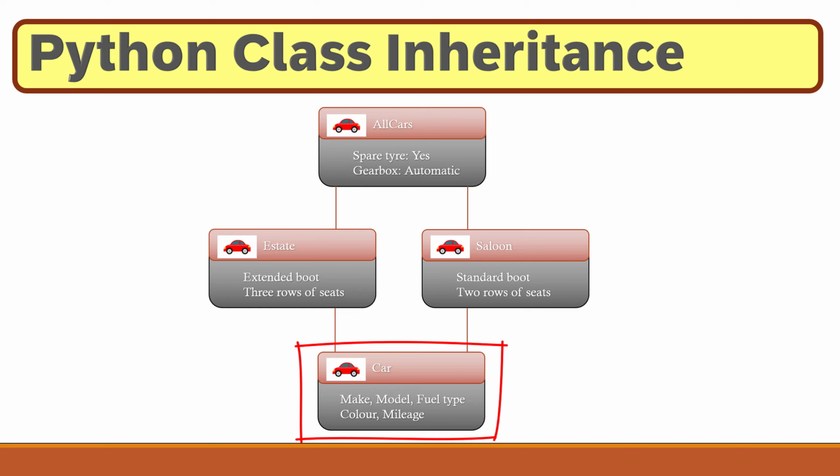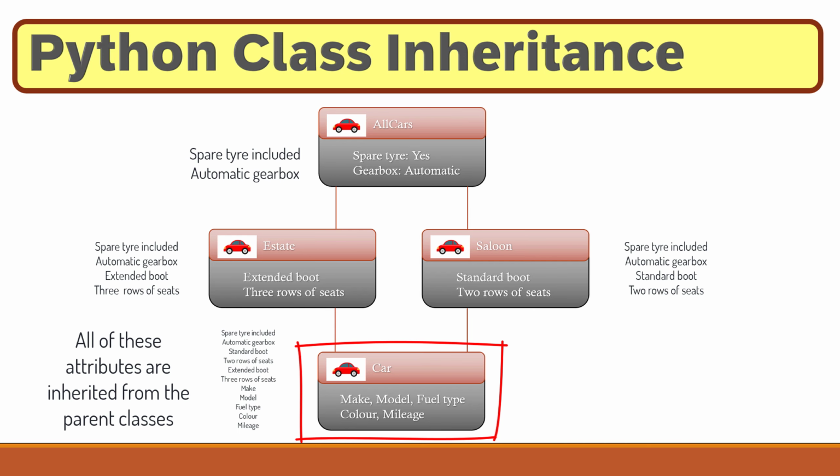Now we have a third layer of classes, and these will be the child classes of the type of car classes, the middle ones, estate and saloon. In here will be the details of each particular car, such as the make, model, fuel type, mileage, etc. And the class will inherit the properties of the parent classes, estate and saloon, and all cars. So we have just one child class in our example, and it can inherit from one or more parent classes. So we can inherit from the estate class or the saloon class, for example.